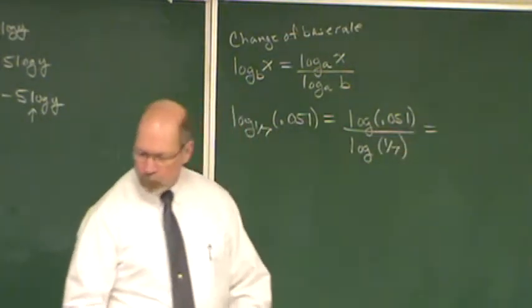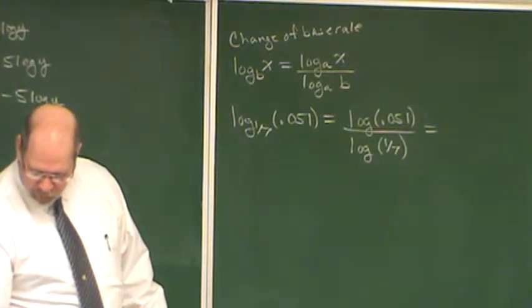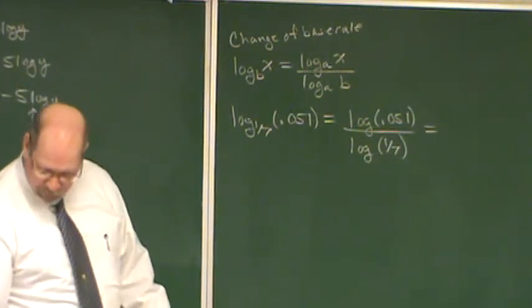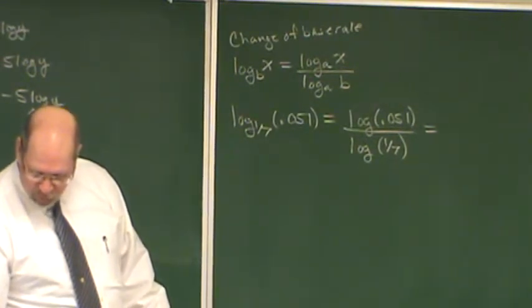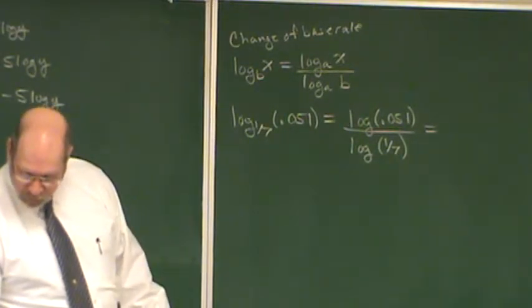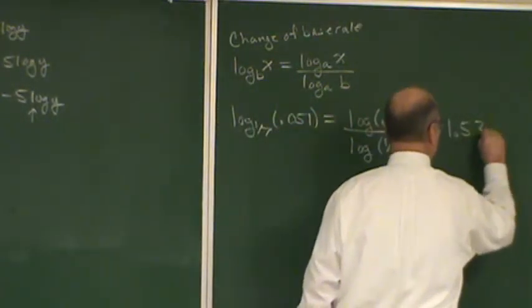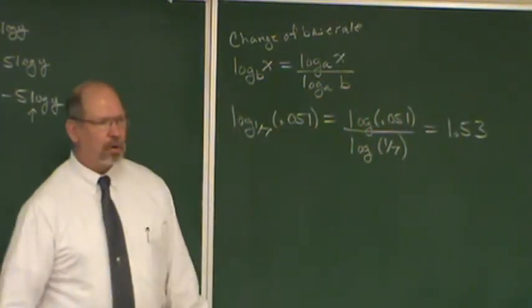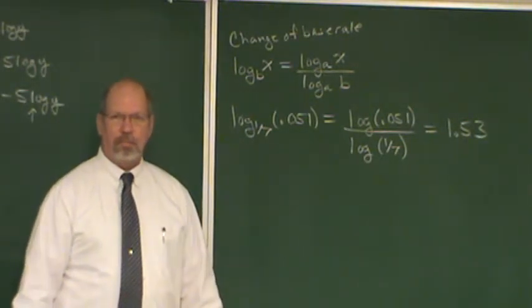If we get a decimal approximation for this, I'm going to take the log of 0.051, close the parentheses, divided by the log of 1 divided by 7, and round to 2 decimal places, it comes out to be 1.53. Y'all should punch that in on the calculator, make sure you get the same number I'm getting.